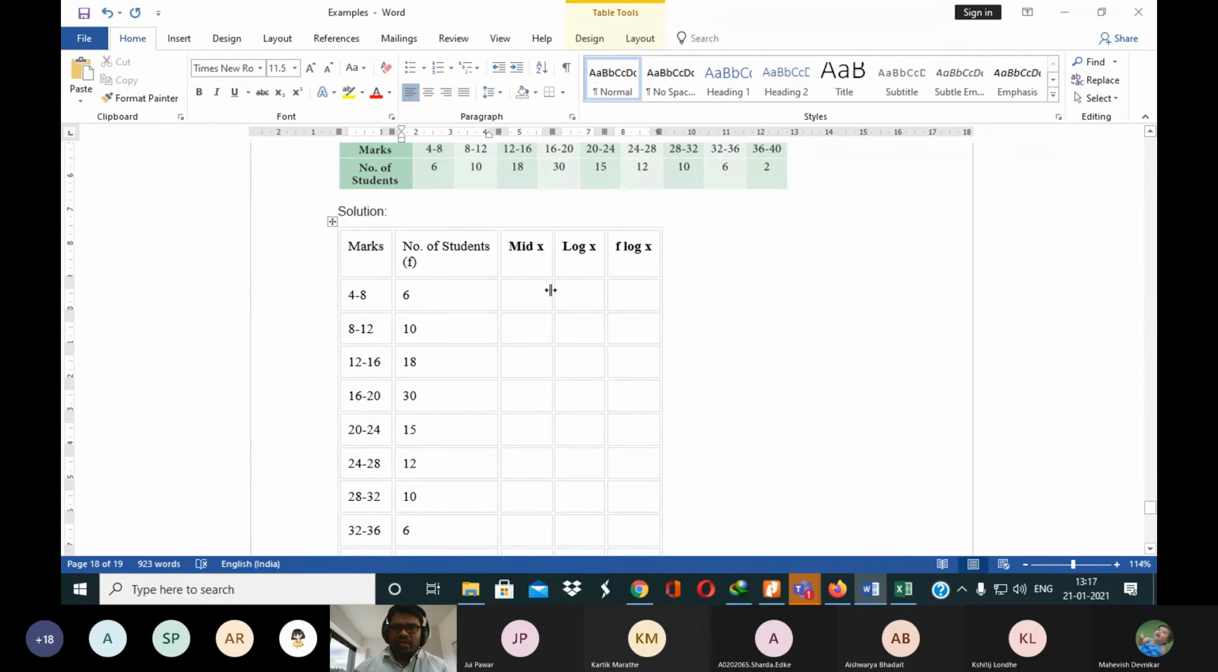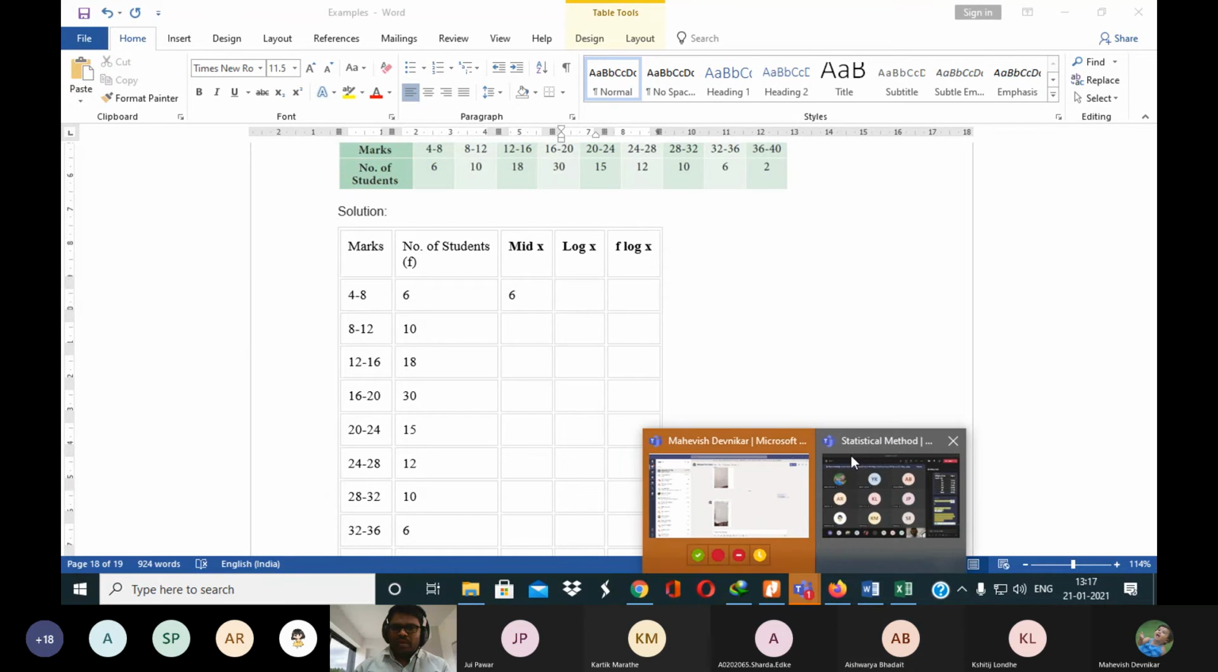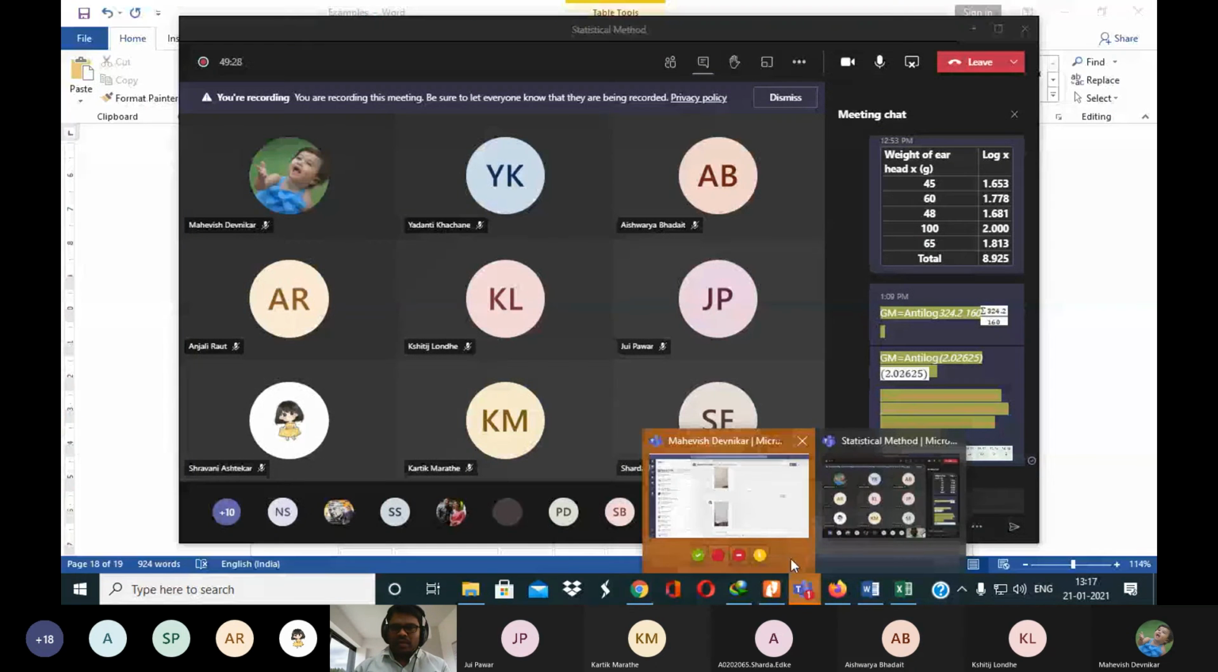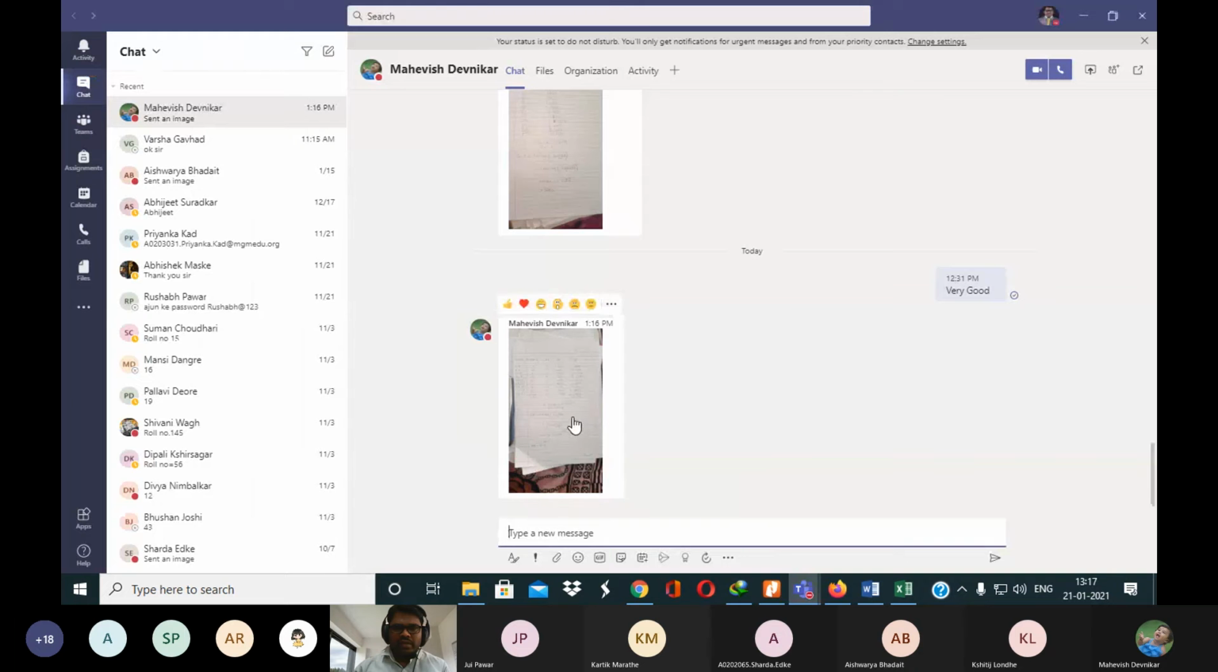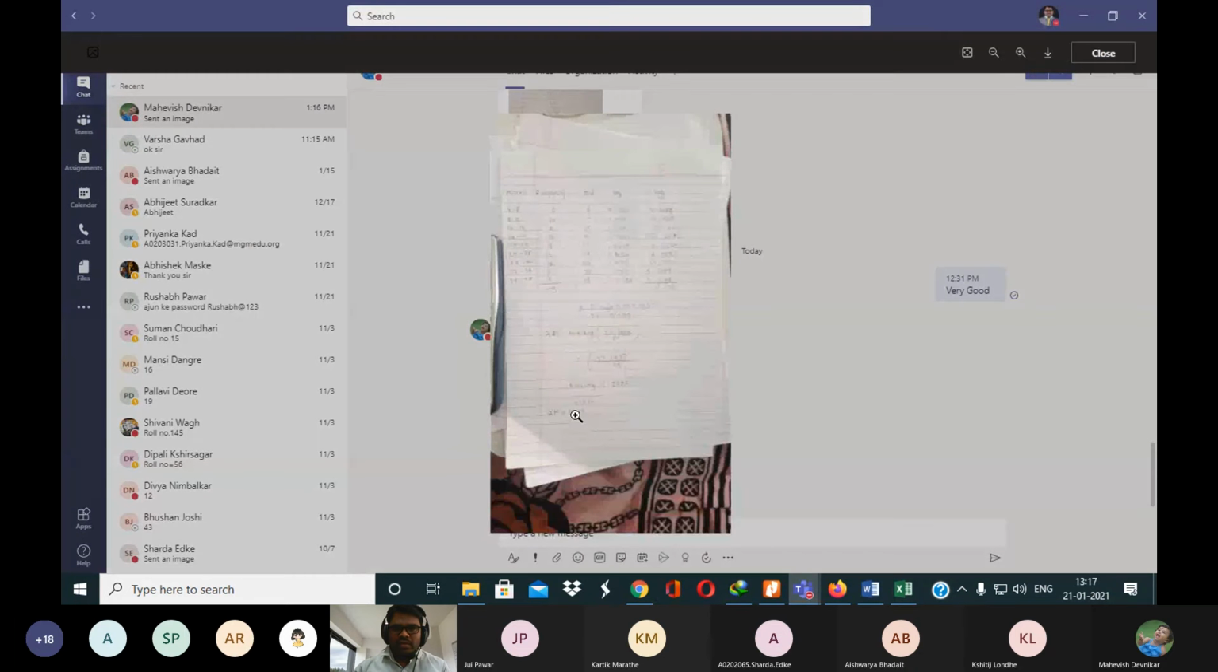Now you need to find the middle of the x value. The middle of the first class is 4 plus 8. 4 plus 8 is how much? 12. 12 divided by 2, how much? The answer will be 6. I think Mahavish has completed this task, so she has given the answer.